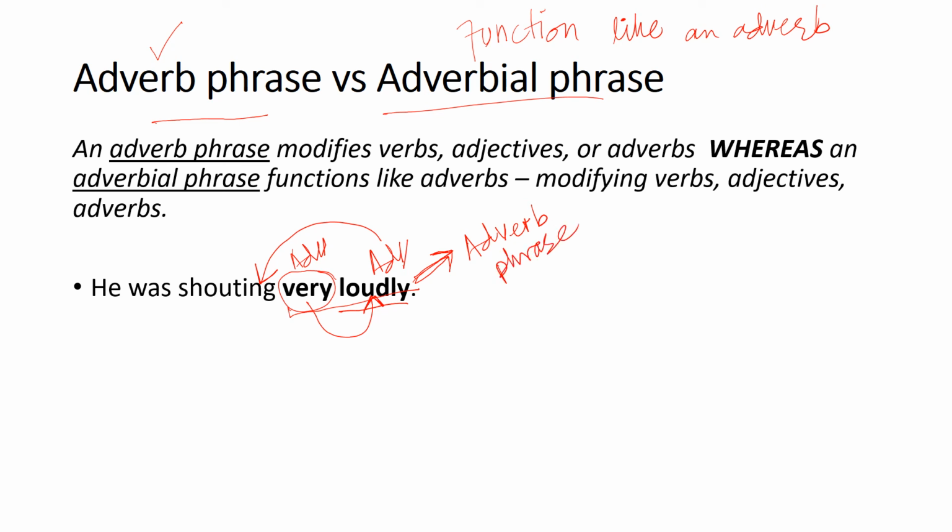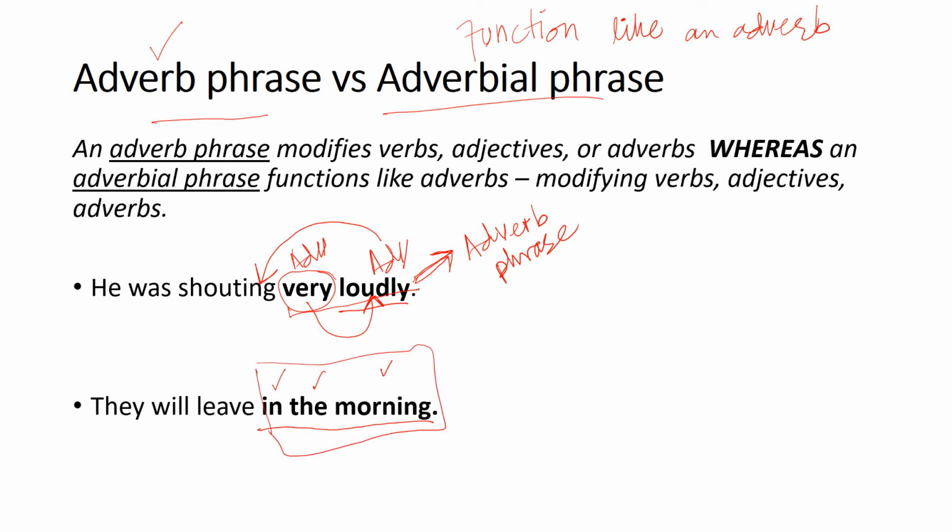Now, let's have a look on another example. They will leave in the morning. Now, if we look at the highlighted group of words, in the morning, neither in nor the morning are adverbs. Not a single word is an adverb over here, but it is a prepositional phrase. In the morning is a prepositional phrase. अच्छा जी. Now in the morning, the group of words is modifying what? Leave, which is a verb. So this group of words is behaving like an adverb. It is functioning like an adverb, but the words are actually not adverbs.